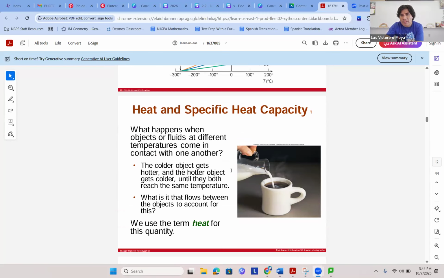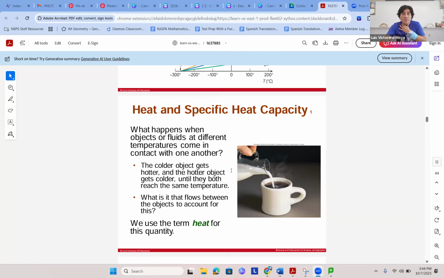Now, what about heat and specific heat capacity? When we talk about heat, you have to think in terms of thermal energy and the transfer of energy from a hot body to a cold body. If you place ice on the stove, it is going to start melting because heat is transferred from the stove to the ice. That's how we use the term heat.